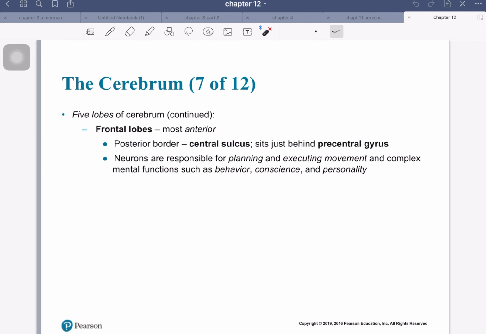So let's have a look, work our way through some of these lobes. Well, the frontal lobe is the most anterior. Its posterior border is the central sulcus, and it sits just behind the precentral gyrus. Okay. The neurons, what happens here? The neurons are responsible for planning and executing movement. Also has a role in behavior, consciousness, personality. So very complex mental functions. And a lot of integration of information occurs here.